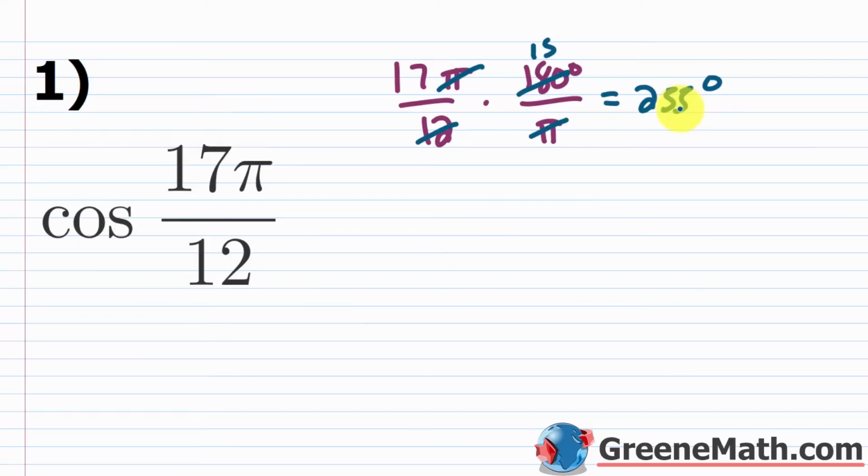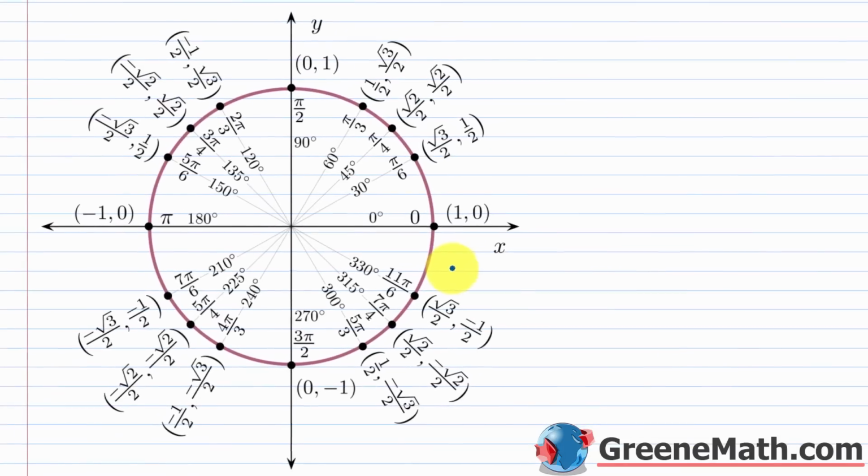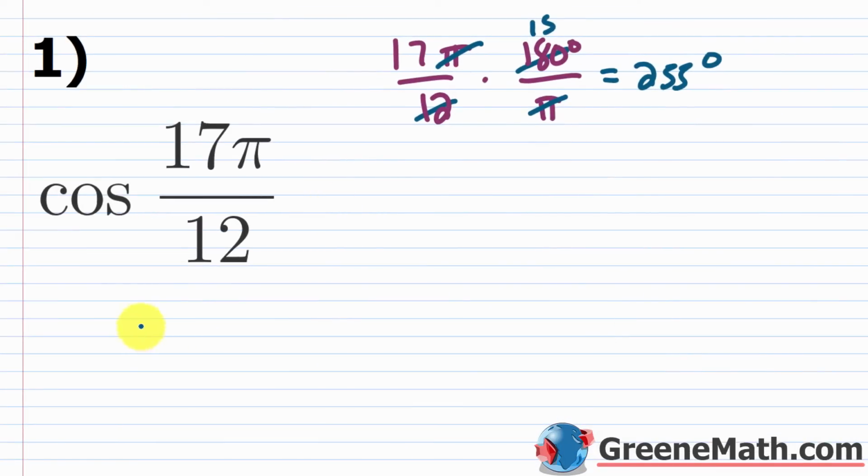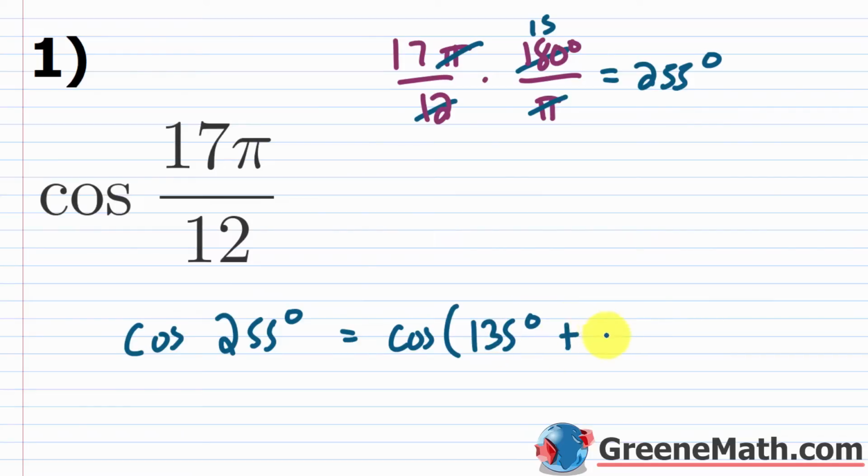So now that it's in degree mode, you can easily break this up. I would just come to my unit circle and think about what's available. Well, you could do 120 degrees plus 135 degrees. So if we come back, you could say that the cosine of 255 degrees is equal to the cosine of 135 degrees plus 120 degrees. Now, the reason we're doing this is so that we can get an exact value. If you just punched in cosine of 255 degrees with your calculator, you're going to get an approximation. Sometimes you want an exact value. So you can use your sum identity for cosine to get that using these two angles here.